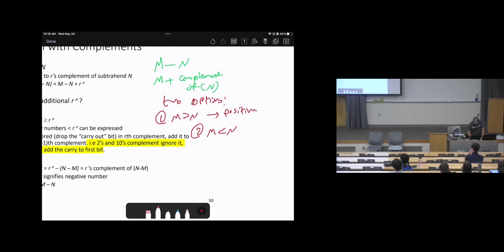I'm trying to fix my writing. I'm sorry. Positive answer. When m is less than n, this means a negative answer. How can we treat this? When we have a negative answer, to represent the number back to the origin, take the complements of the final answer and put the negative sign.